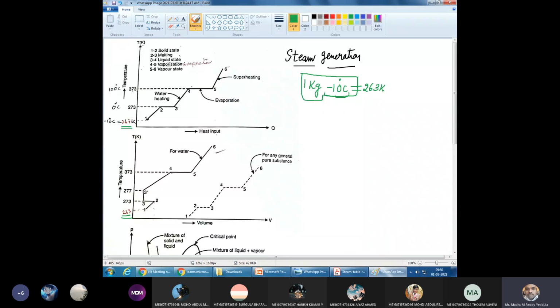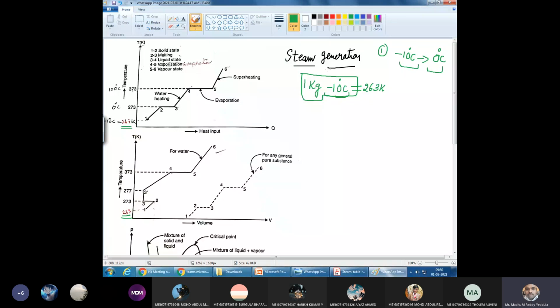So here the generation of the steam from the ice can take place in 3 ways. First, we need to change the temperature from minus 10 degrees to 0 degrees centigrade. What will happen if you heat the ice? The ice will not melt, but its temperature will increase, and it still remains ice at 0 degrees centigrade. Minus 10 degrees centigrade to 0 degrees centigrade. If you heat, what will happen? The temperature will increase, but it remains ice at 0 degrees centigrade.